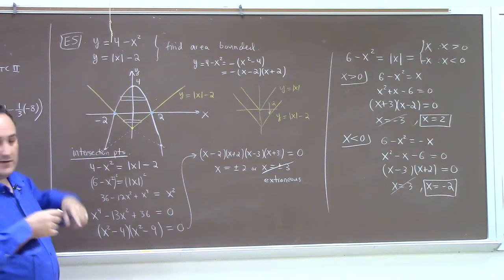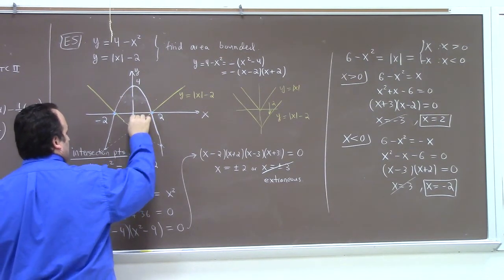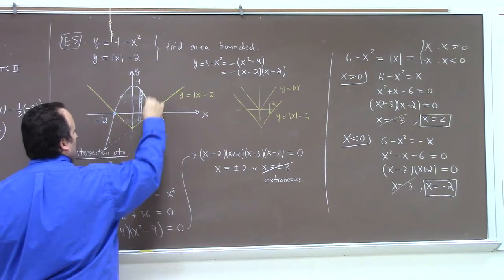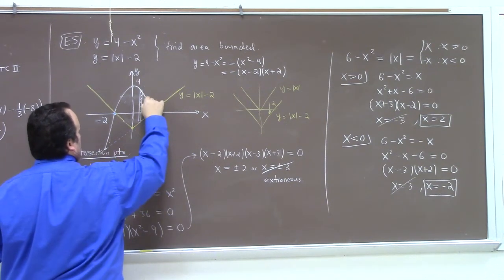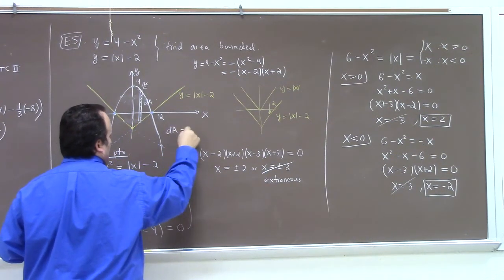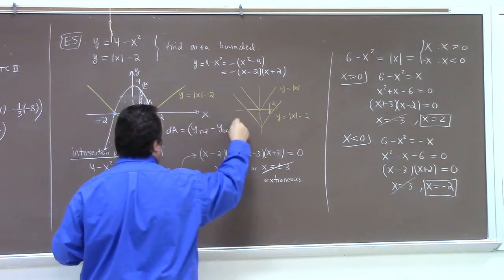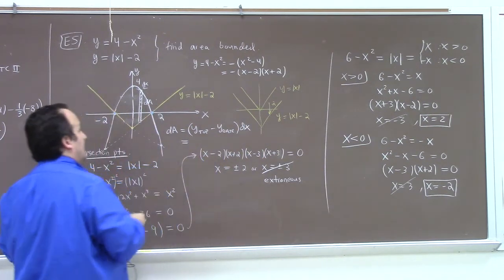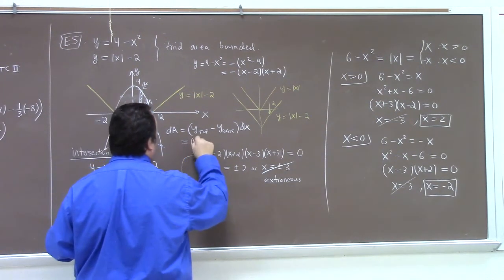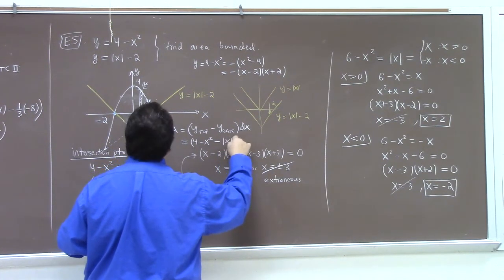In contrast, if I choose vertical boxes to set up the area calculation, well, it's nicer because everywhere here there's a top. The thickness, of course, for a vertical strip is dx. So dA here is y top minus y base dx. What's the top y? Well, the top y is 4 minus x squared. And the bottom is the absolute value of x minus 2.